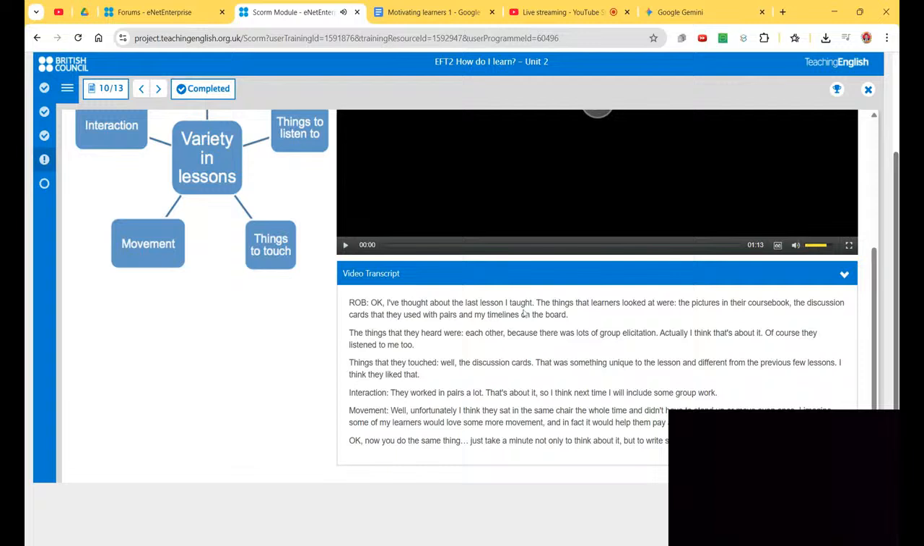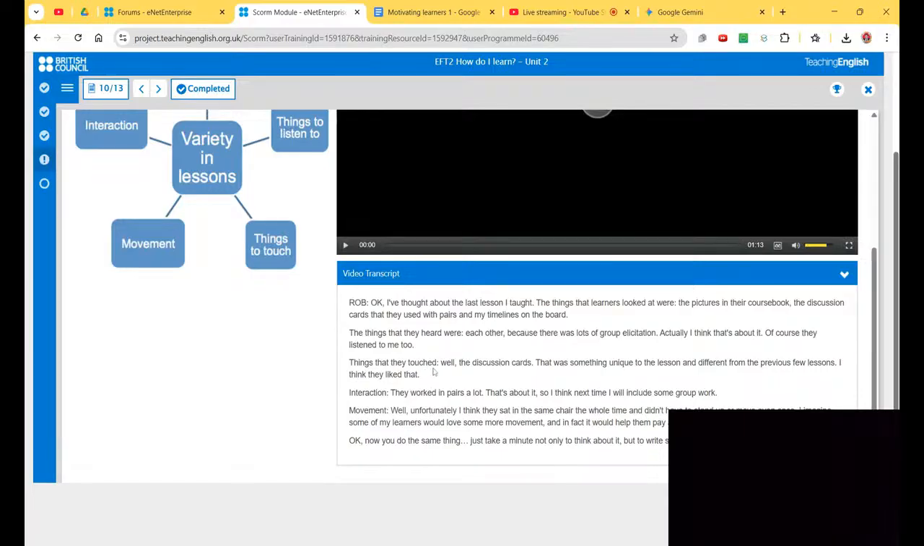Okay, after the model system, I thought the things that they looked at were the pictures in the course book, the discussion cards that they use with pairs, and my timelines on the board. The things that they heard were each other, because there was lots of group elicitation. Actually, I think that's about it. Of course, they listened to me too.